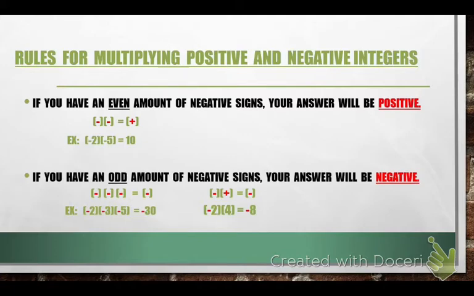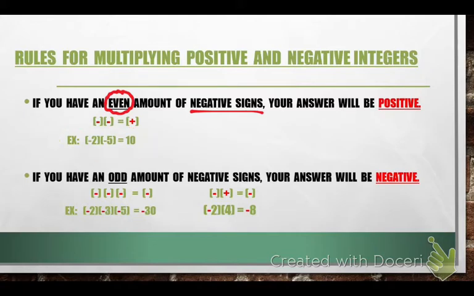If you would, please, this first sentence says, if you have an even amount of negative signs, your answer will be positive. I want you to take your red pen and put a little cloud around the word even, and please underline where it says negative signs. So looking at my example right here, -2 times -5, that's an even amount of negatives, which is why my answer has to be +10.